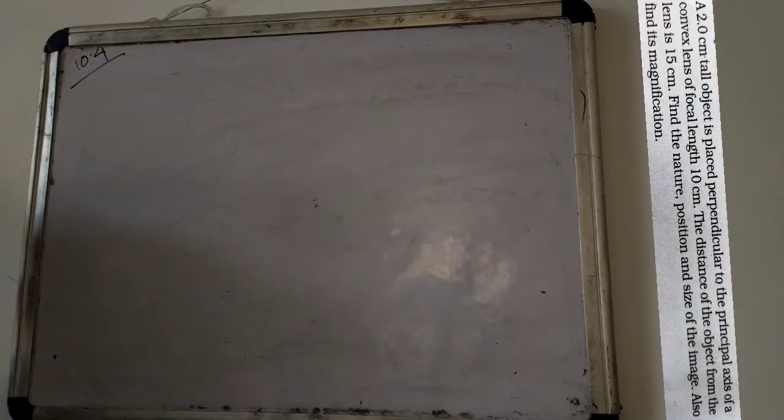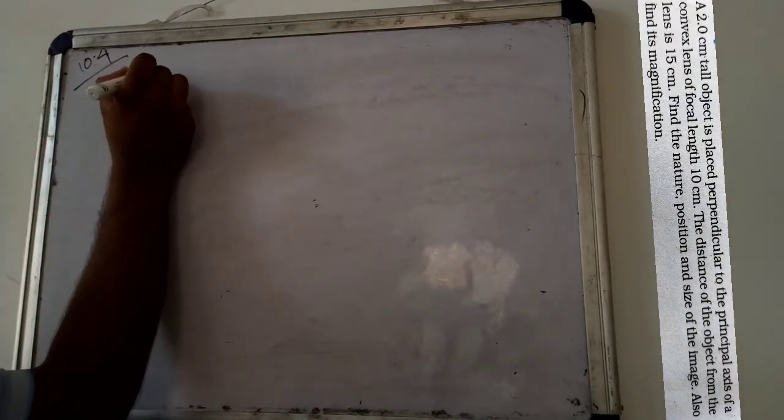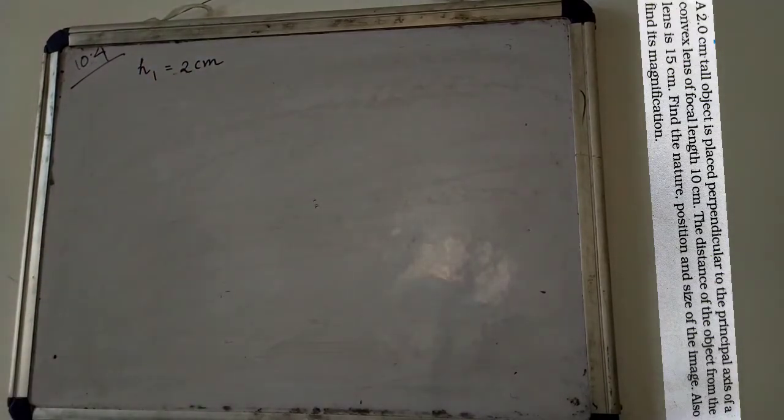So next we will solve the next example, which is 10.4 in your NCERT book. In this question, a 2 centimeter tall object, that means the height of the object or size of the object is given, which is 2 centimeter. So h1, the height of the object, is equal to 2 centimeter. Next, it is placed perpendicular to the principal axis of a convex lens. Now it is a convex lens of focal length 10 centimeter.